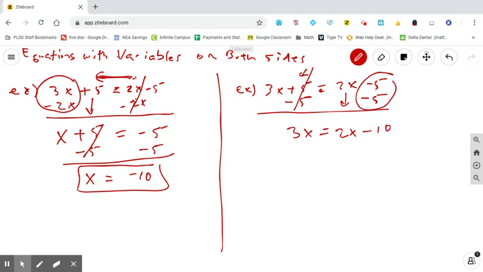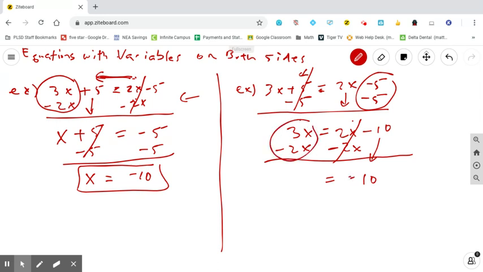It's negative 10. Good. Now I'm still stuck with a situation where I have an x on this side and an x on that side. I need to do something. So just like I did over here on my first step, I'm going to go ahead and subtract 2x so I can get them both on one side. Now if you look at it, when I do that, the x term is gone from the right side. I'm still left with this negative 10 though. And when I actually do this math, 3x minus 2x is just 1x.